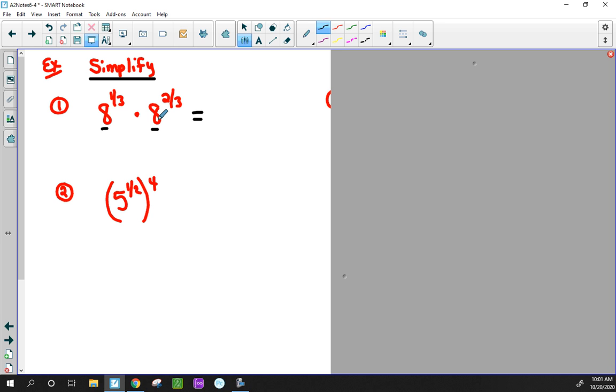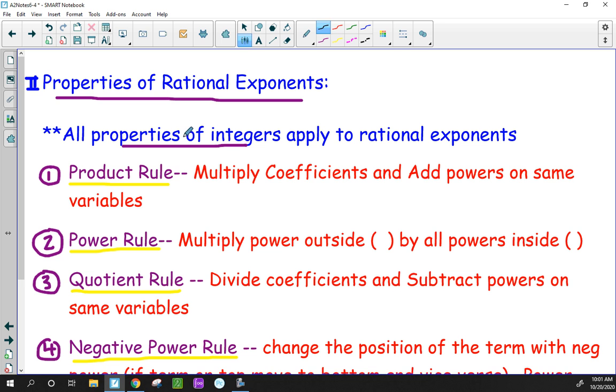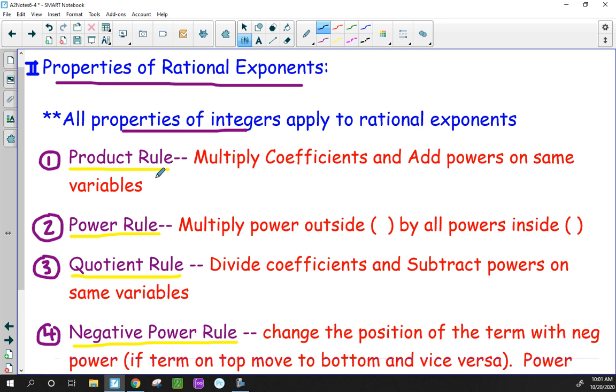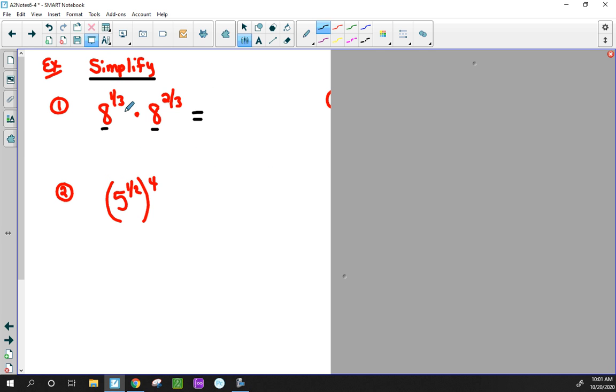This is a common mistake. I have people all the time want to multiply these together and call it 64. Again, you have to follow the rule precisely, exactly as it's worded. So it says multiply coefficients. Because of that, we're not supposed to multiply the 8s. We're supposed to bring down the base.